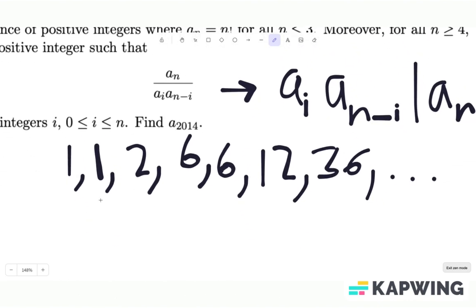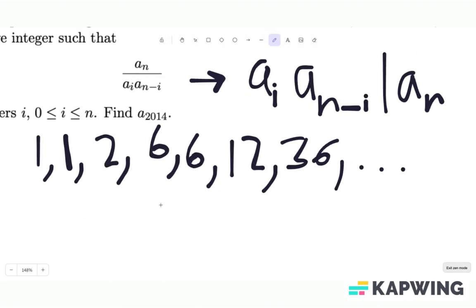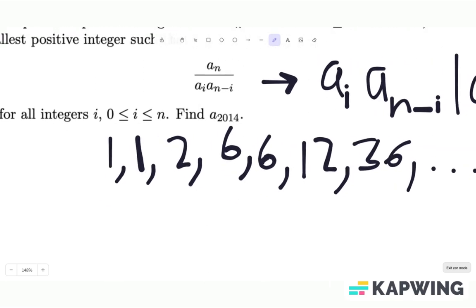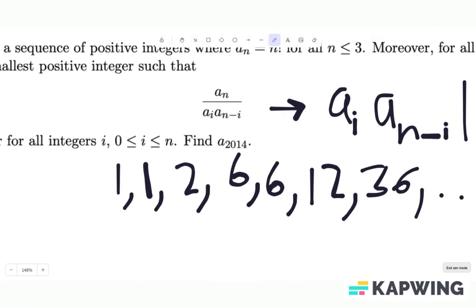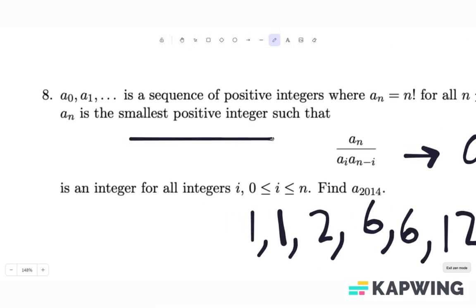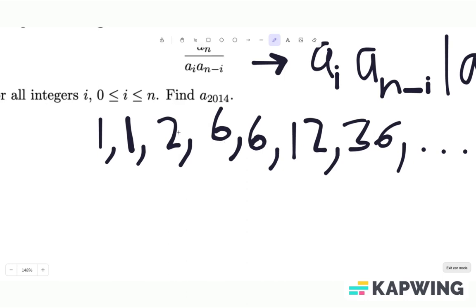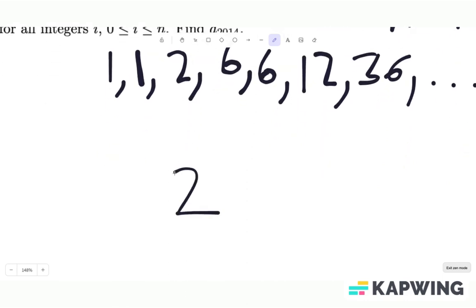Now notice that no matter what you do, you'll only have factors of 2 and 3. You started with 2 and 3, so if you're taking the LCM, the least integer that all these divide, it's going to be in the form 2 to the a times 3 to the b. This is pretty obvious if you look at the sequence too.